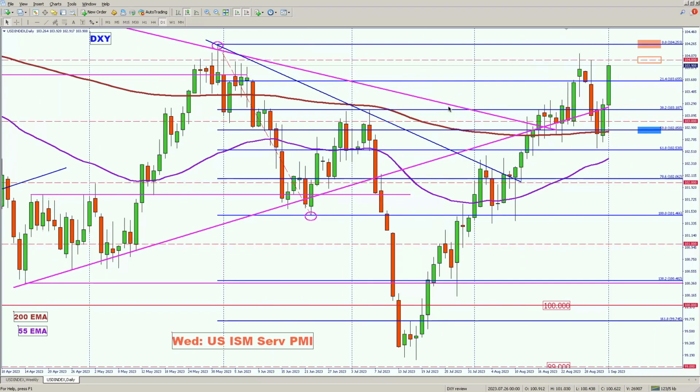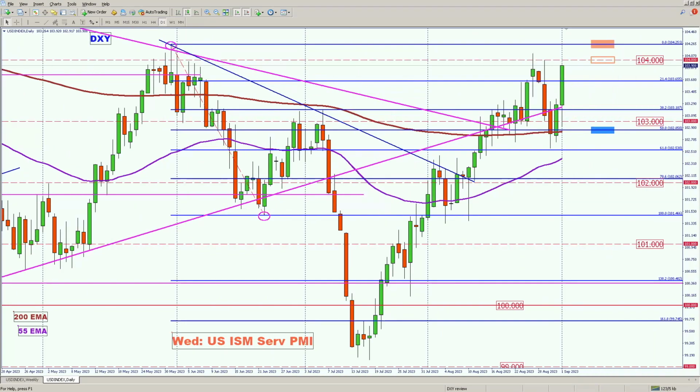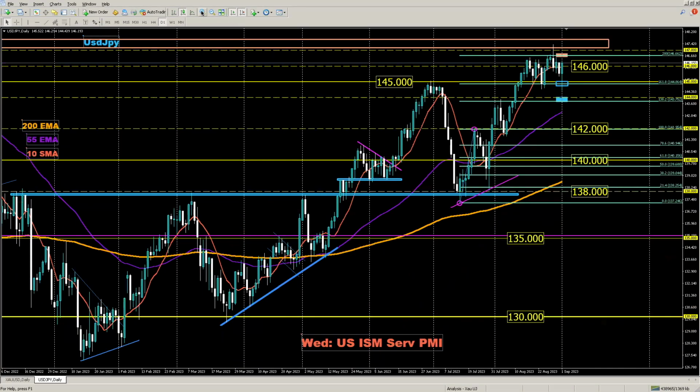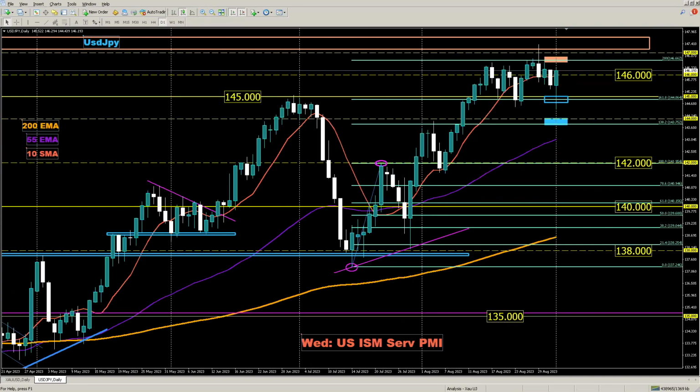So let's move back to the other pairs. Let's take a look at the dollar against Japanese yen. Initially attempted to test this significant resistance zone, and that's above the 147, right into the middle of that critical resistance zone, and was quickly rejected and fell back. And that was on Tuesday with the poor consumer confidence figure.